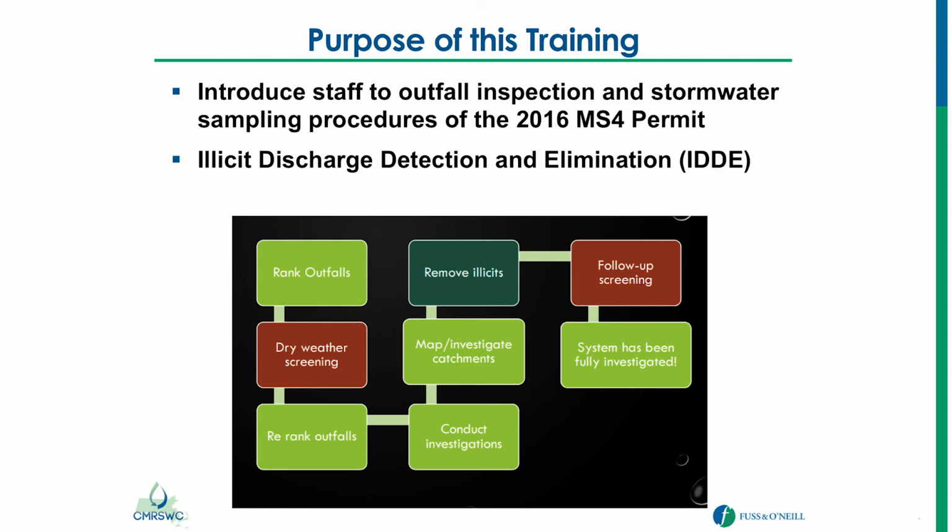You're going to rank your outfalls. You're going to do some dry weather screening. Once you've got the information from your dry weather screening, you're going to re-rank your outfalls. You're going to do some more investigations of the catchment systems. You're going to update your mapping. You're going to remove any illicit connections that you may find, and then you're going to do some follow-up screening after that to make sure you've gotten rid of all your illicits, and then at that point your system will be fully investigated, and that is obviously not going to happen overnight.